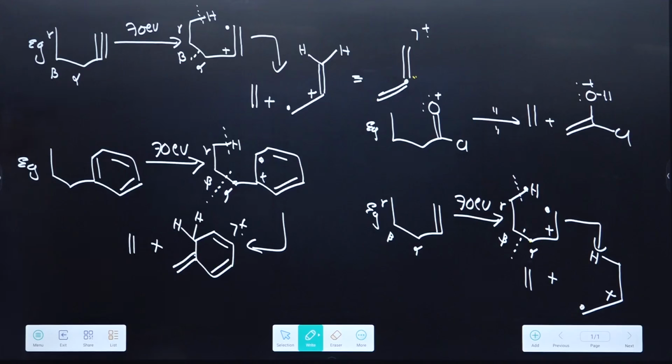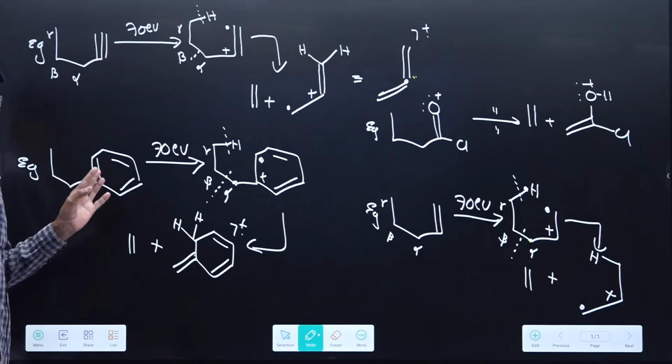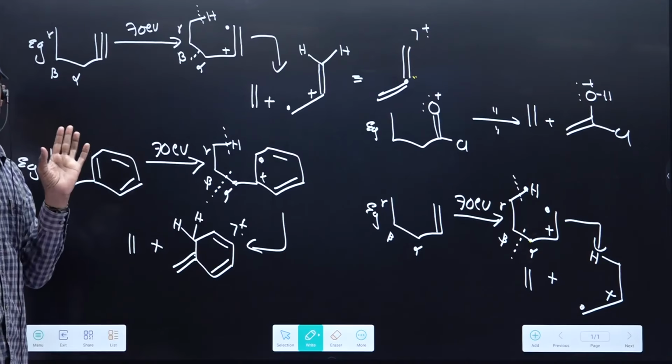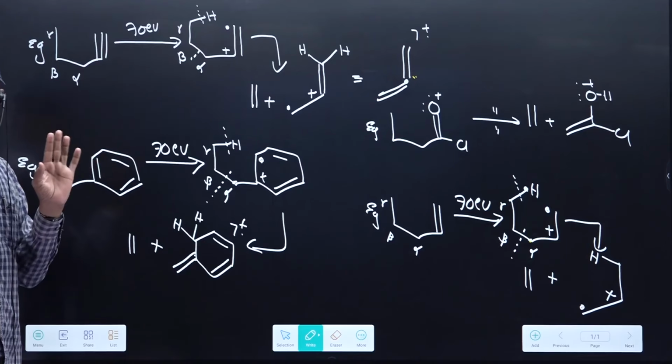Clear? Every time write down m/z values for any positive charge species. You practice m/z values. So what I would like to say is, McLafferty requires unsaturation, McLafferty requires gamma carbon hydrogen. So if these two are not present, no reaction.